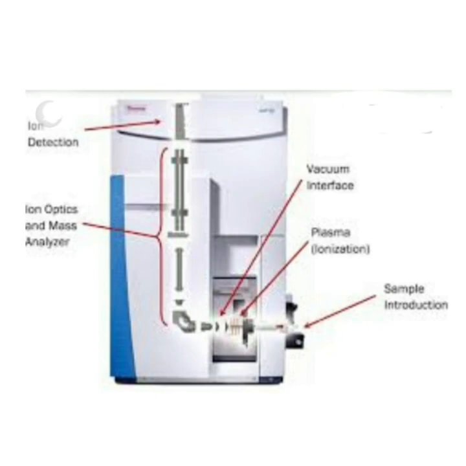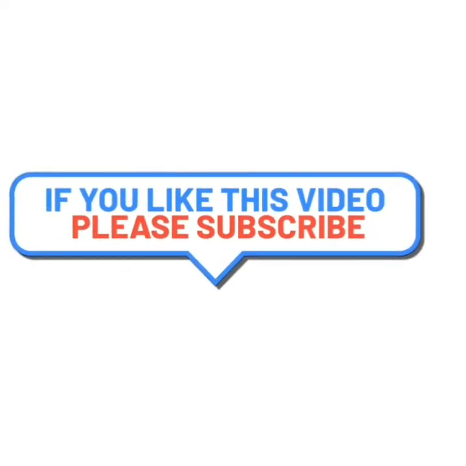After that, the vacuum interface is there. After that, ion optics and mass analyzer. In this part, ions are separated and masses are detected. After that comes detection. Ion detection is there. In that picture you can see the exact Thermo ICP-MS instrument.